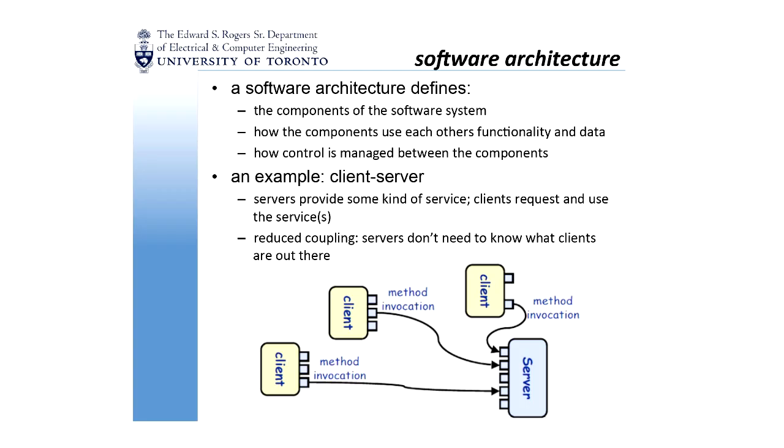A classic architecture example is the client-server model. In this style, servers provide specific services while clients request and use them. This style is effective at reducing coupling because servers do not need to know which or how many clients exist in the environment.